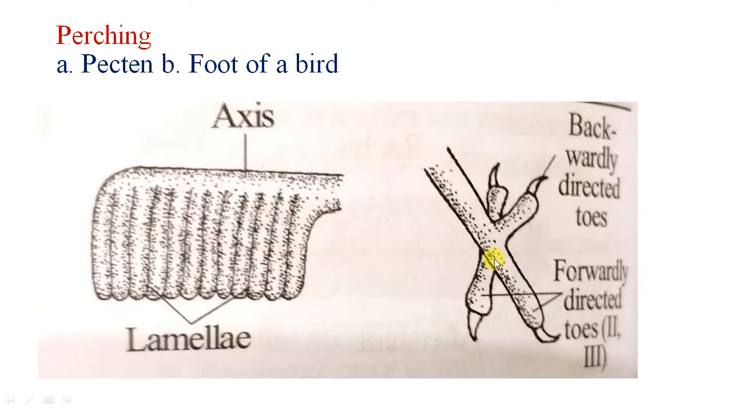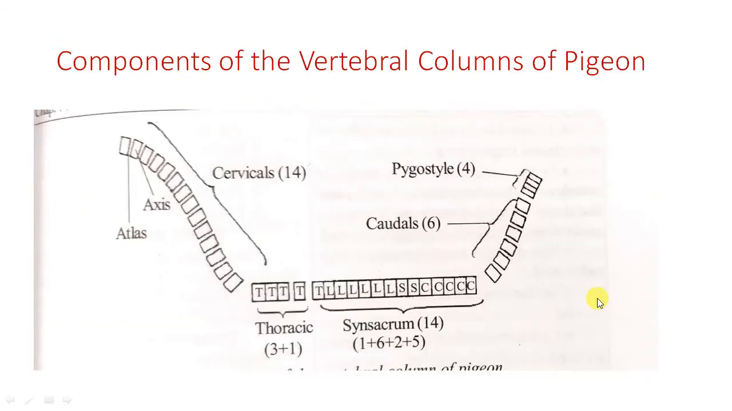In the foot of a bird, I have mentioned backward directed toes and forward directed toes. Again, one more very important point, perching. When I discuss perching, the hind limbs and their muscles are well adapted for perching. Thus, a bird sleeping on a perch cannot fall down.